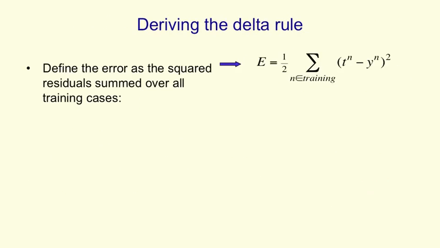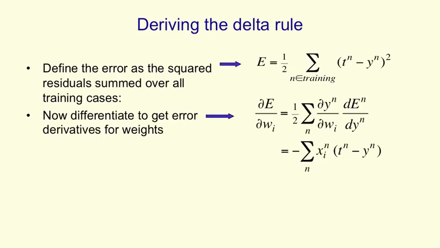So now we're going to derive the delta rule. We start by defining the error measure, which is simply our squared residual summed over all training cases. That is the squared difference between the target and what the neural net, or the linear neuron, predicts, summed over all training cases, and we put a half in front, which will cancel the 2 when we differentiate.